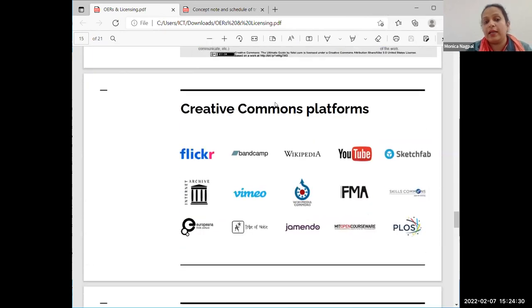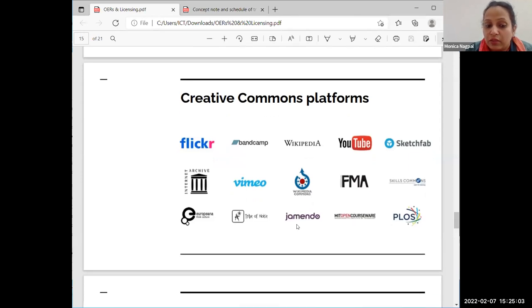Now, what are the Creative Commons platforms where we can get the resources which are OER? These are available at different places. You can simply go to Google also. You can go to YouTube also to access these resources, or you can go to Flickr for images, YouTube, as I mentioned, Wikimedia Commons, Vimeo, everything. You can visit all these platforms and access OER, basically the contents which are released under Creative Commons.